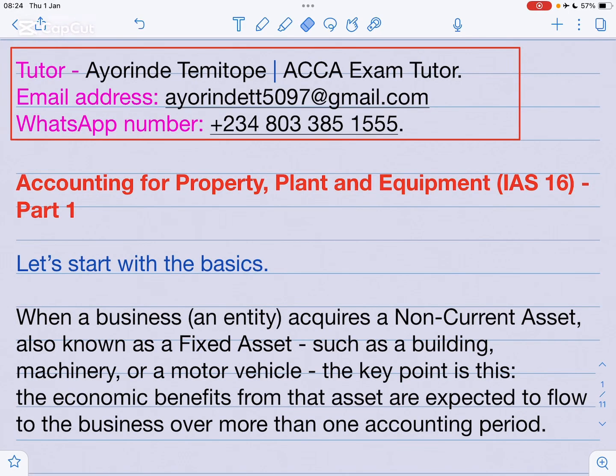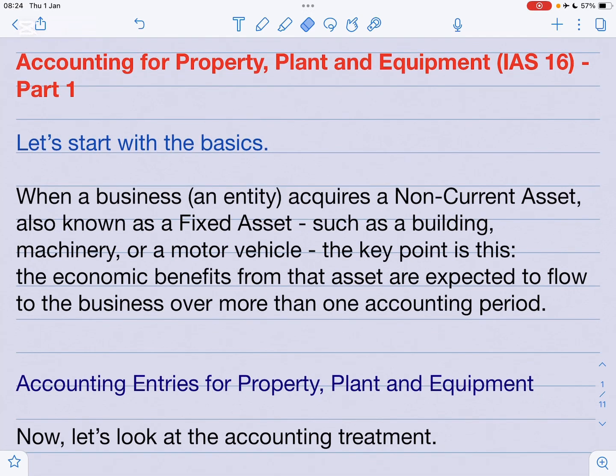In this video, we're looking at accounting for property, plant, and equipment, IAS 16, and it's going to be part one that this video will focus on. We're starting with the basics. When a business or an entity acquires a non-current asset, this is also known as a fixed asset. Examples of this would be a building, machinery, or a motor vehicle. The key point is this: the economic benefits from that asset are expected to flow to the business over more than one accounting period.